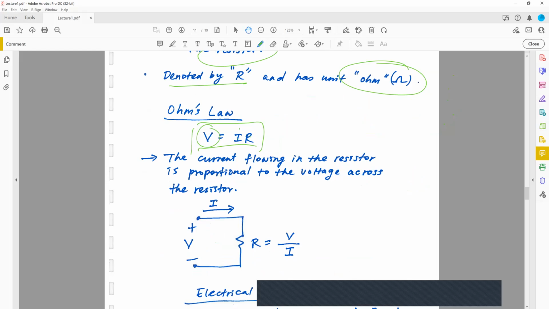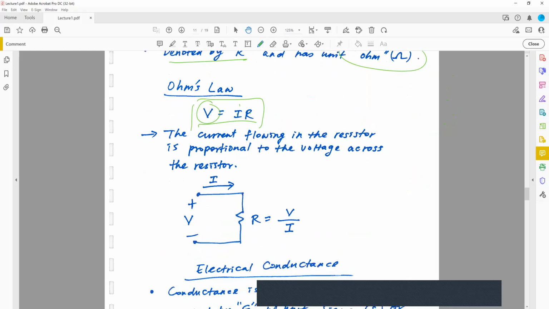Again, Ohm's law tells you the current flowing in the resistor is proportional to the voltage across the resistor. This is a very simple circuit set up to illustrate that point. I apply some voltage across the resistor. I look at how much current is flowing into this resistor. I know this voltage because I know how much I put in. I measure this current, take the ratio V over I, and I can find the resistance.